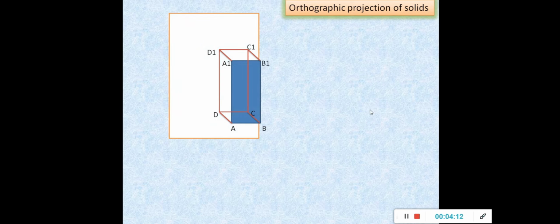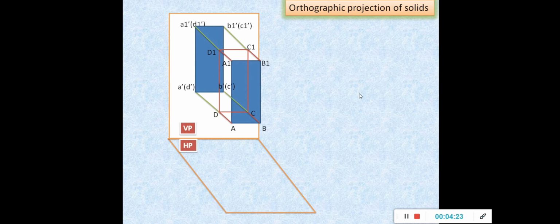Next we'll move on to obtain the front and top views in the same image. I've got a vertical plane and a horizontal plane here. When I have an object here, you know how to draw the front and top views, which is very simple. This is how I get the front view and this is how I get the top view. Keeping this in mind, we'll move on to the further problems to solve for orthographic projection of solids.